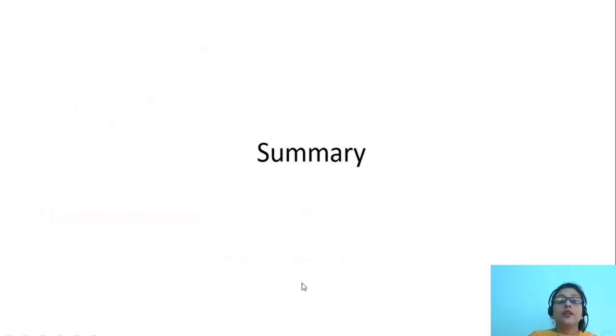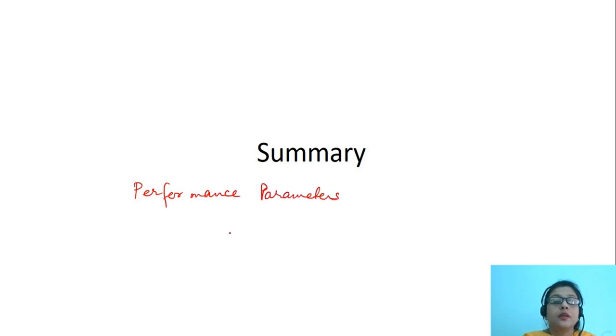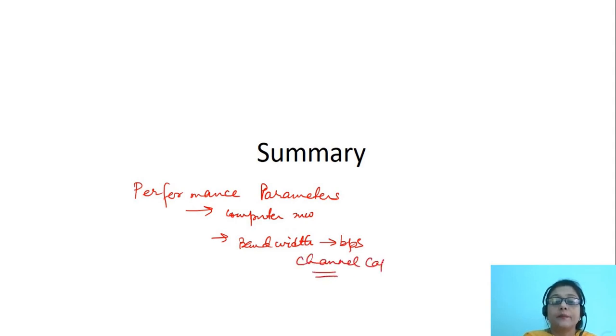So here we come to the end of this lesson. In this lesson, we have learned about the performance parameters which are used to measure the performance of a computer network. Among these, the most important ones are bandwidth of the system, which basically gives us how many bits will be transmitted per second through the channel, and this channel capacity is dependent on the bandwidth as well as the signal to noise ratio.